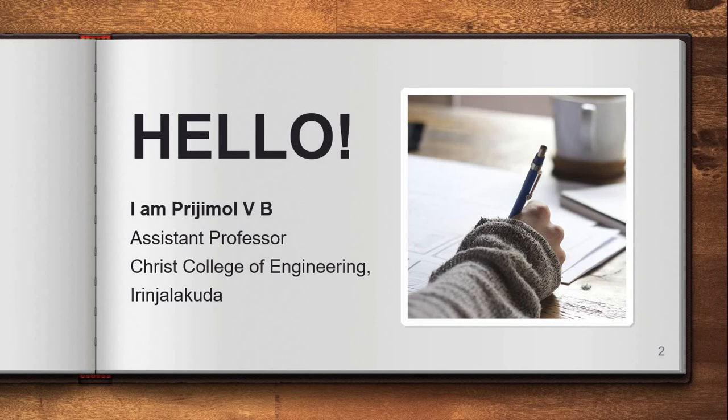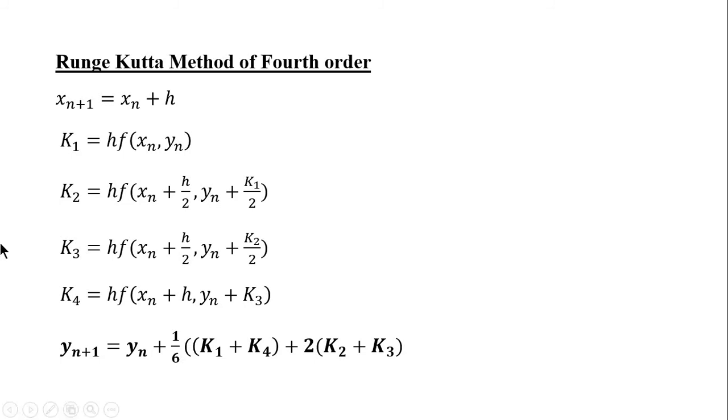Hi all, in this video I will teach you how to solve an initial value problem numerically with the help of Runge-Kutta method of fourth order. Now these are the iterative formulas where xn plus 1 and yn plus 1 are obtained after computing k1, k2, k3, k4.